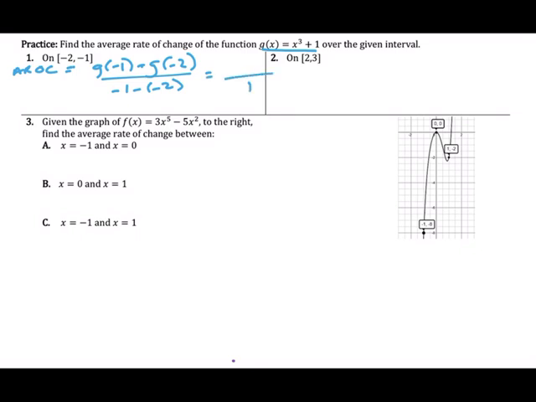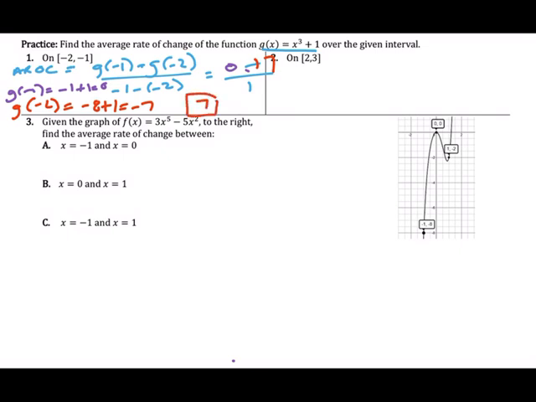This denominator is going to simplify to be 1. -1 minus -2 is -1 plus 2. And then let's calculate the values for the numerator. g of -1 is going to be -1 to the third, so -1 plus 1, which is 0, minus g of -2 is going to be -2 cubed, which is -8, plus 1 is -7. So this is going to become plus 7, so the average rate of change is going to be 7.